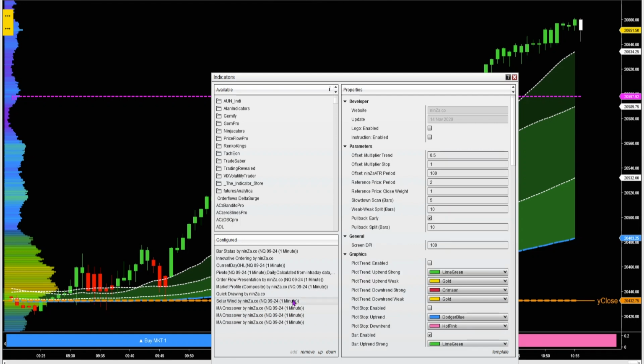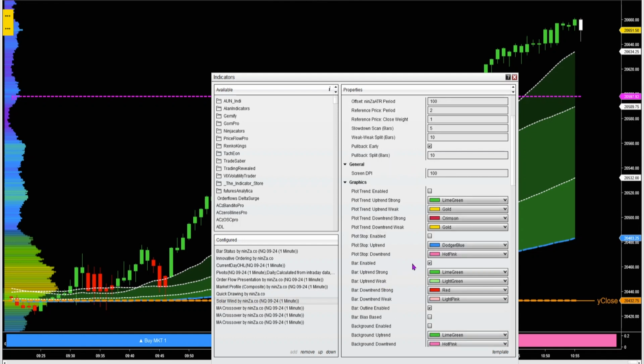And for the solar wind settings, I've got my special micro trend settings. I've got a whole separate video on that. Basically, the only thing that I've changed is the offset multiplier trend to 0.5 and the offset multiplier stop to a number 1. And then I only have the bar enabled and the bar outline. I'm not using any of the other solar wind features.